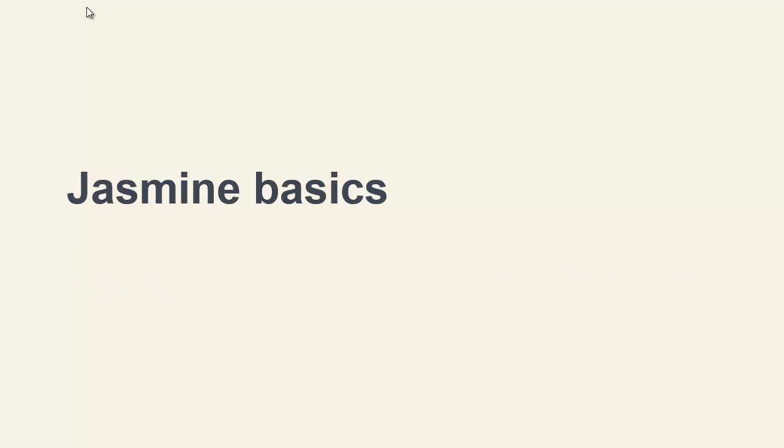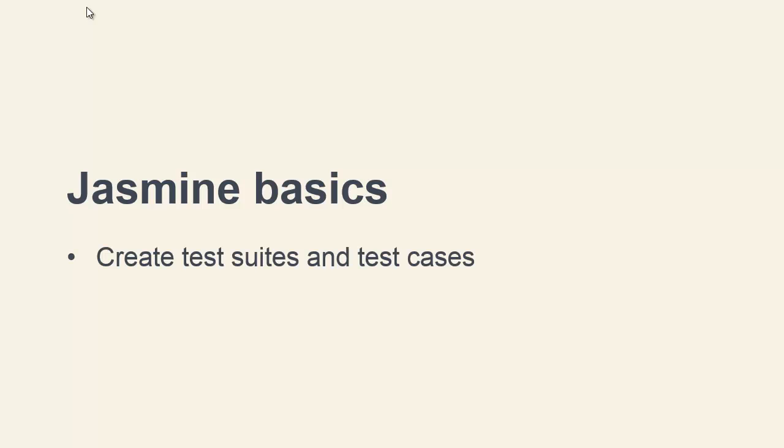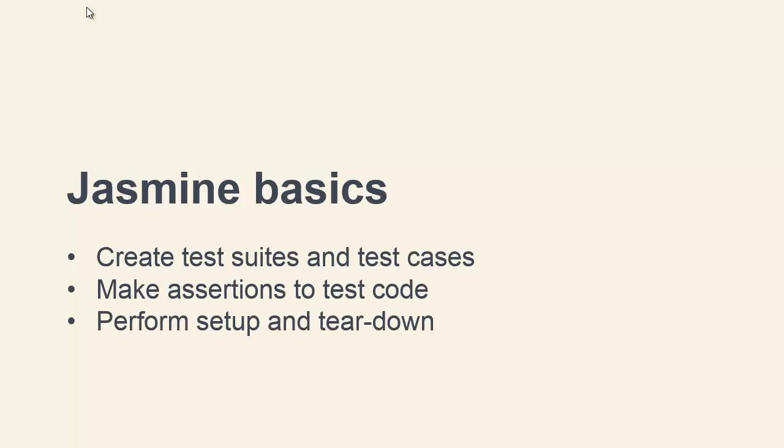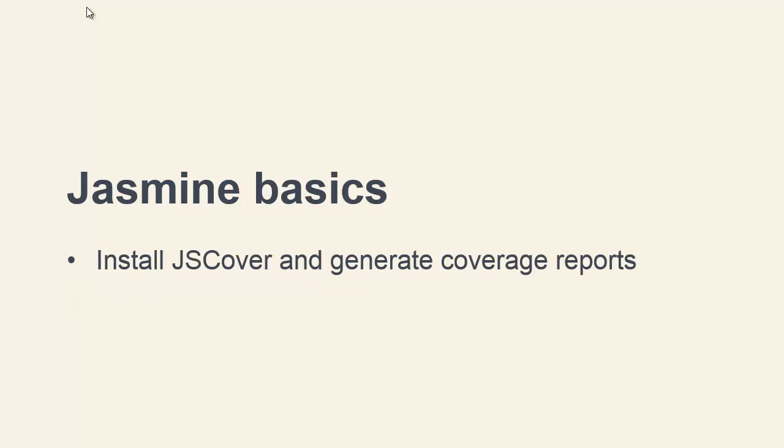Once this is done, we'll learn all of the basics of Jasmine, seeing how we can use its API to create test suites and test cases, and how we can make assertions in order to test our code. We'll also see how to perform simple setup and teardown to make sure that our testing environment has everything it needs. We'll see how we can hook up to the popular and easy to use coverage tool JSCover, and we'll see how we can generate coverage reports that show how well our application code is covered by our tests.